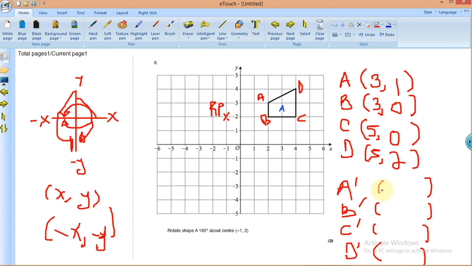So I have minus x, minus y. This time around, I'm not going to swap, just retain the coordinates the way they are and add a negative behind. So that is minus 3, minus 1. Then minus 3, 0, because plus or minus 0 is the same, guys. 0 is the additive identity. So minus 5, 0, and minus 5, minus 2.